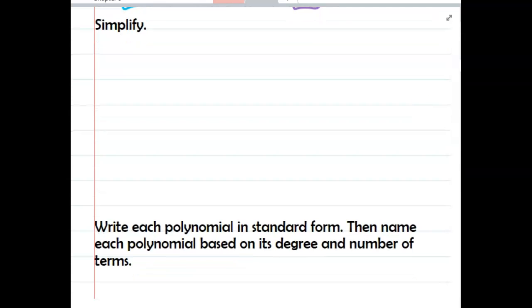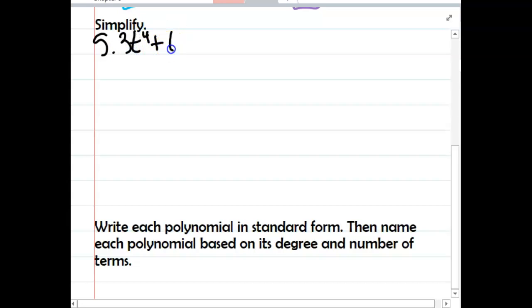Okay, so we're going to do a little more of this tomorrow, but we're going to kind of introduce it today. So we're going to talk about simplifying. Let's say we have 3t to the 4th plus t to the 4th. Now, we've mentioned this before, and I think it just gets really tricky because we just got done talking about exponent rules.